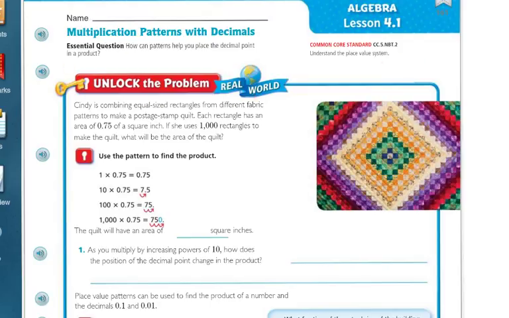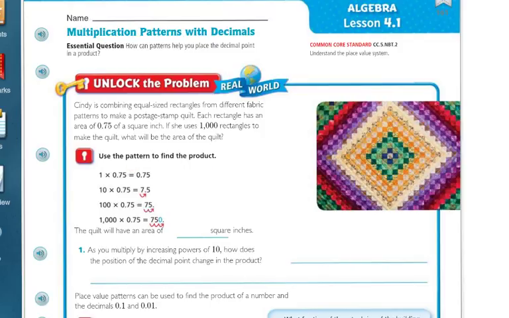Let's unlock the problem. Cindy is combining equal-sized rectangles from different fabric patterns to make a postage stamp quilt. Each rectangle has an area of 75 hundredths of a square inch. If she uses 1,000 rectangles to make the quilt, what will the area be?